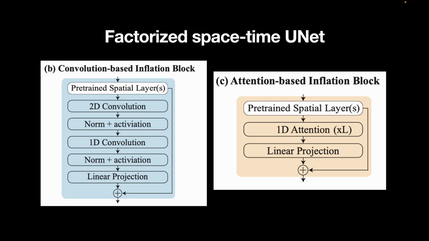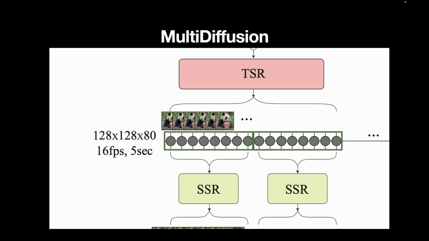With those two changes, the factorized convolution blocks are added to the pre-trained model and only the additional layers are trained, with the pre-trained layers being fixed. The second novelty of the paper is the MultiDiffusion, introduced during the spatial super resolution.